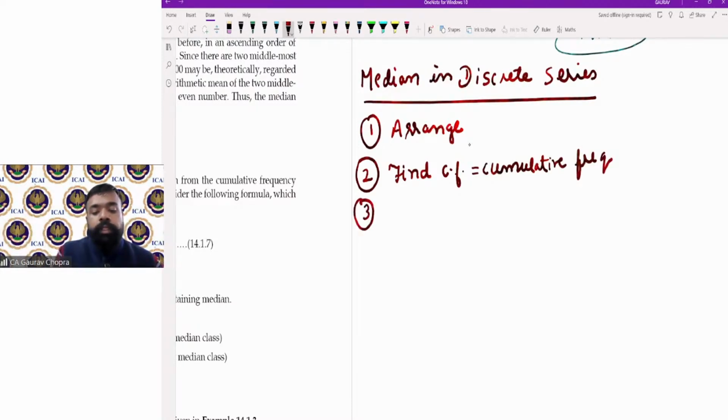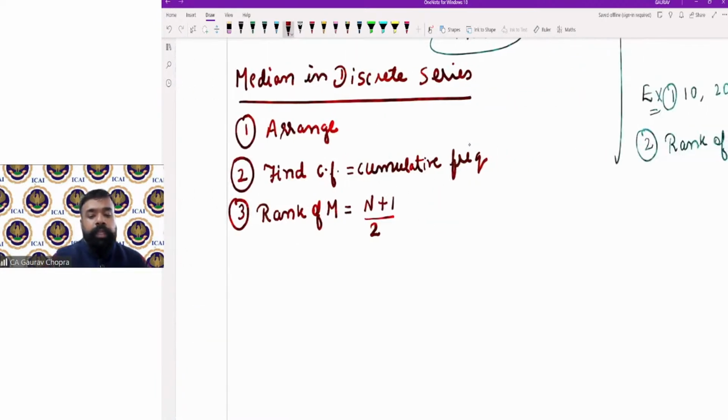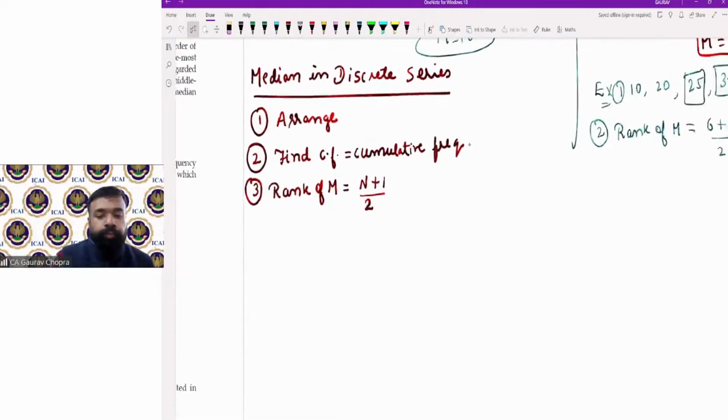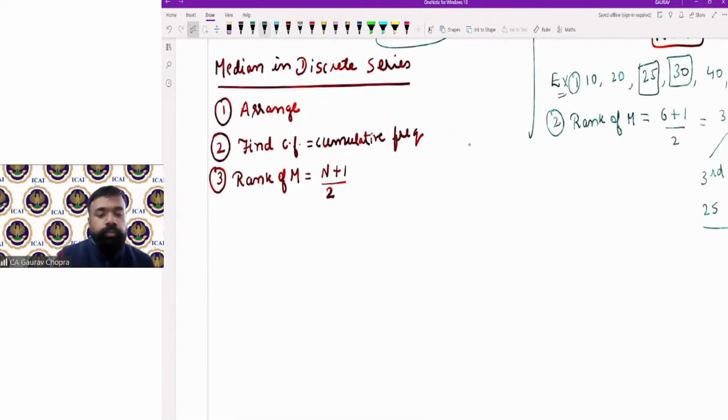Then the third step is to calculate the rank of the median. Median का rank कैसा आएगा? Capital N plus 1 divided by 2. Now let us solve a question based on this.